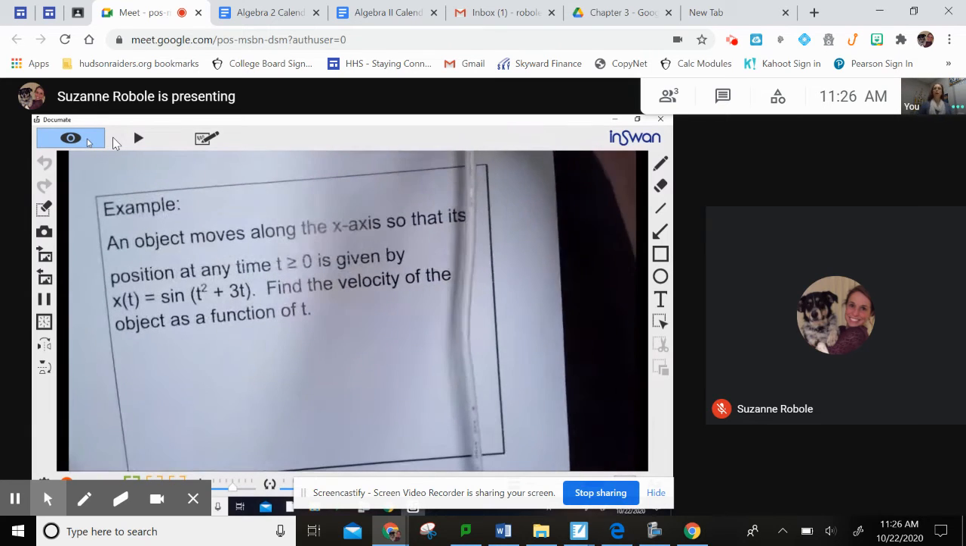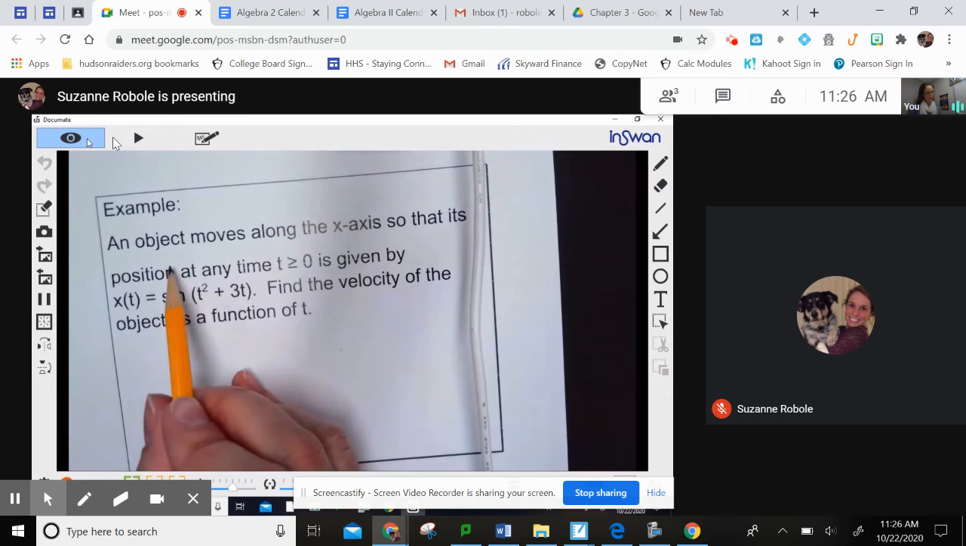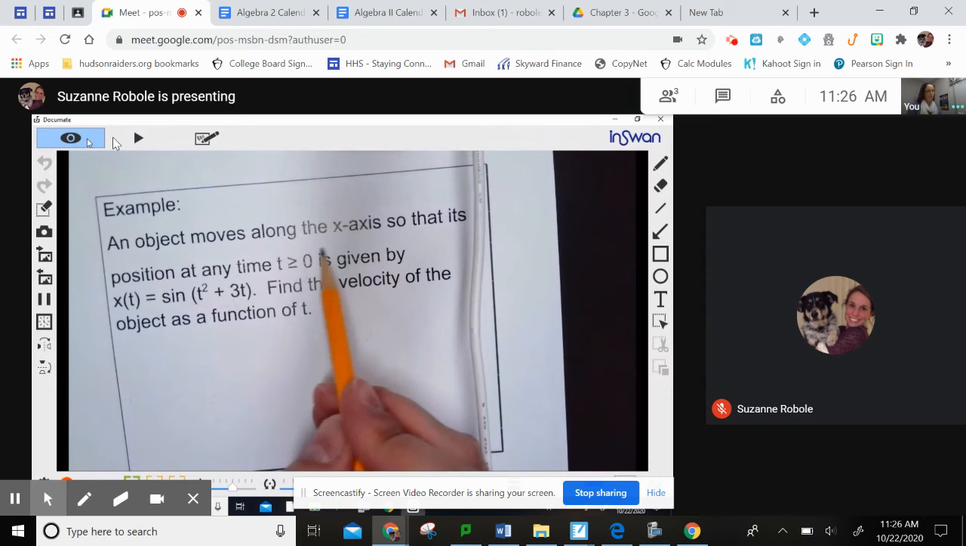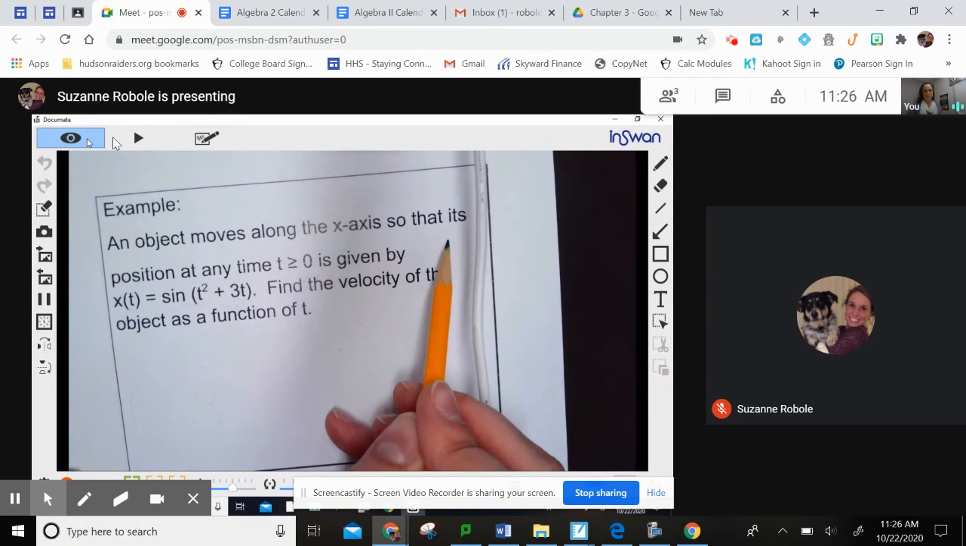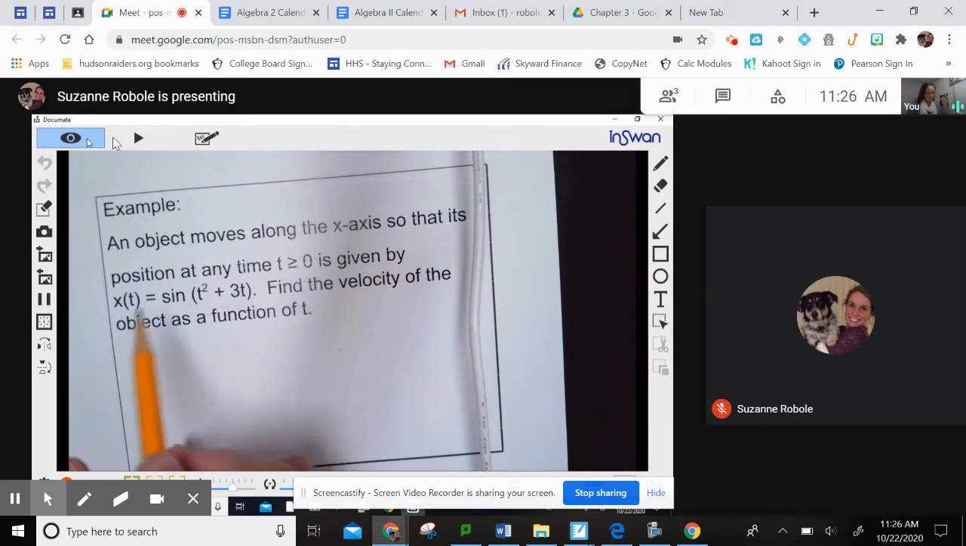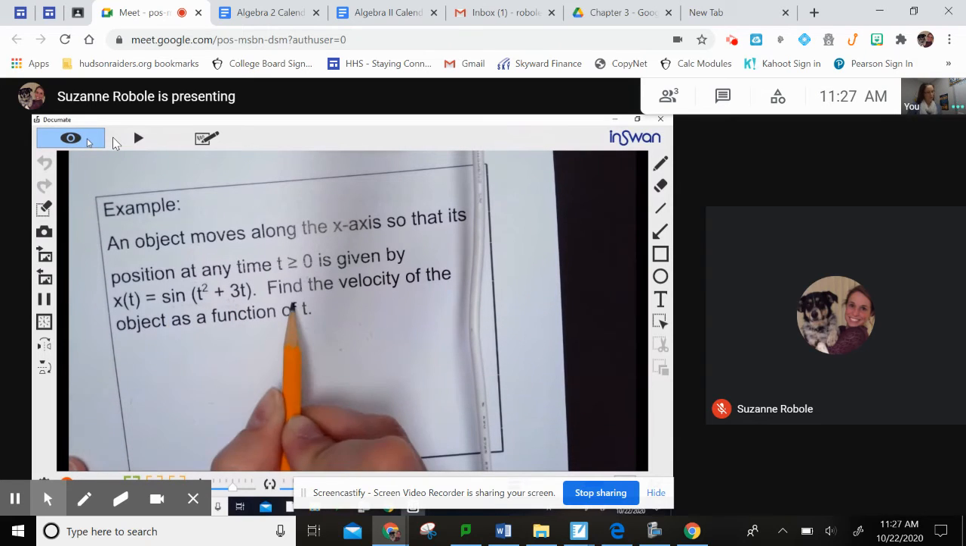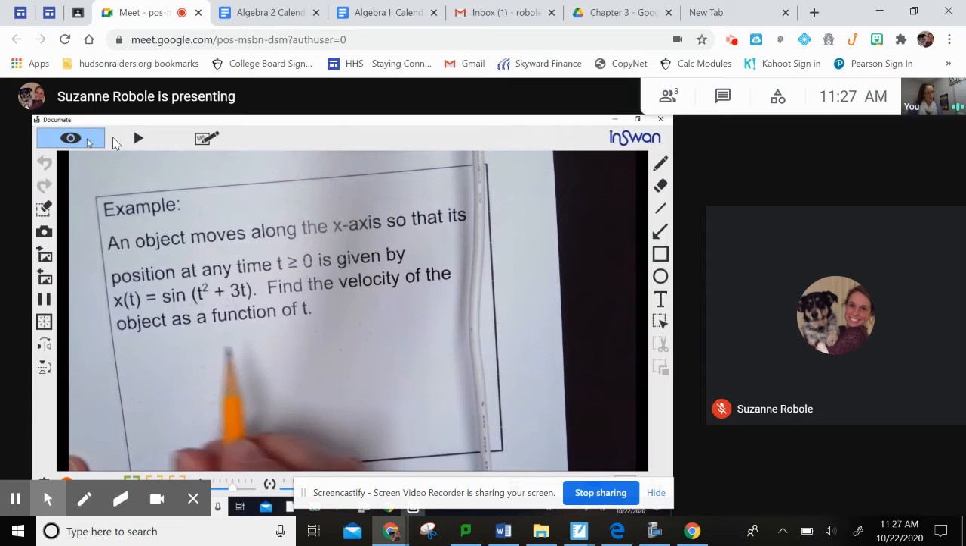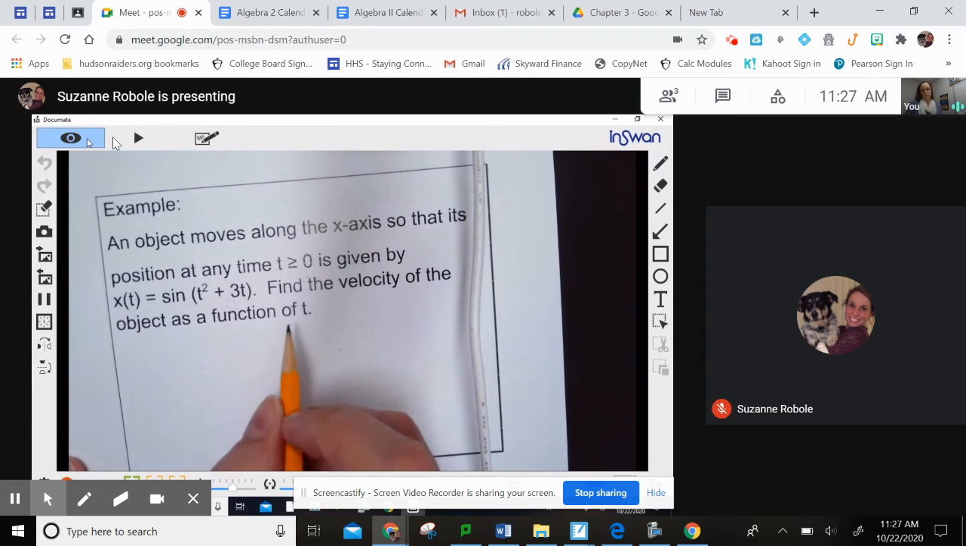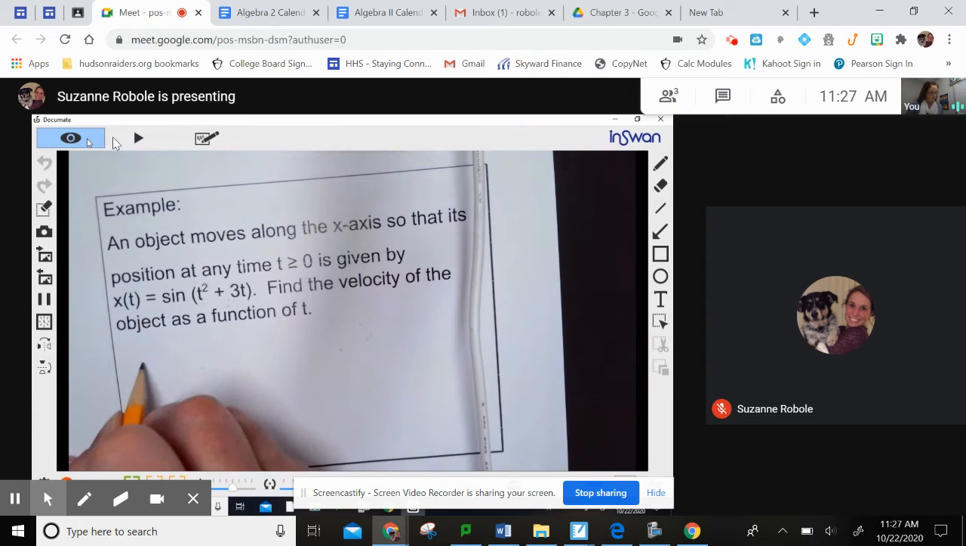Next page, again, we are doing the same kind of stuff here. Object moves along the x-axis. I'm pretty sure you've seen plenty of these by now. So that its position at any time, t greater than or equal to 0, is given by this function. Notice that there's an outside function and an inside function. We're finding the velocity of the object as a function of t. So we're just finding the velocity equation on this.